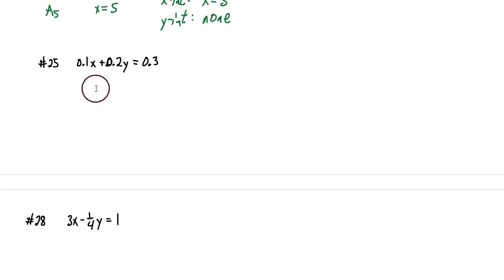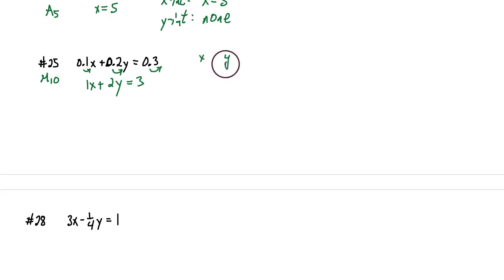Number 25. This has decimals in it. I'm more comfortable with equations that don't have decimals. So I'm going to multiply everything by 10 to remove the decimals. When you multiply this decimal by 10, it moves one spot to the right, creating 1x. This one moves one spot to the right, creating 2y. And this decimal moves one spot to the right, creating 3. This equation is much nicer than the one we had before.